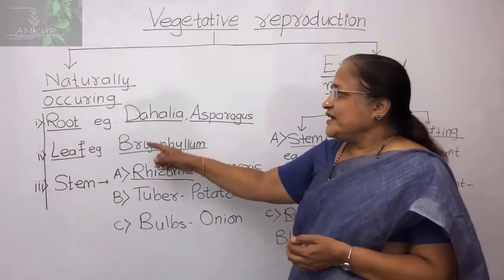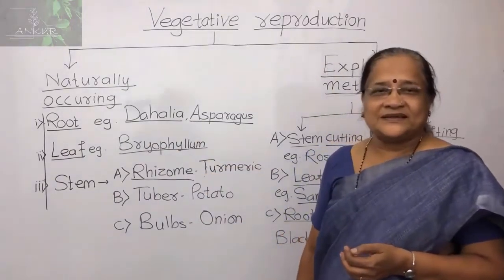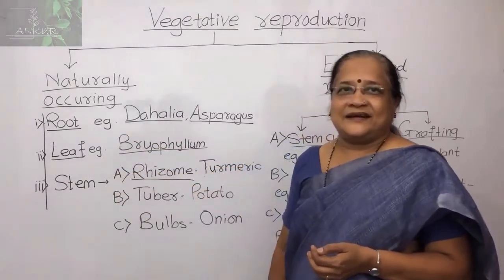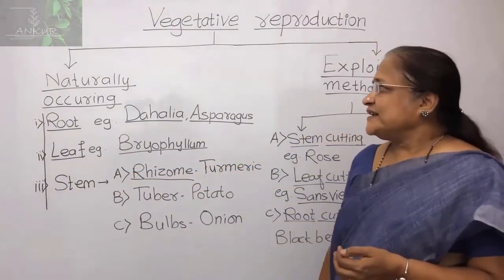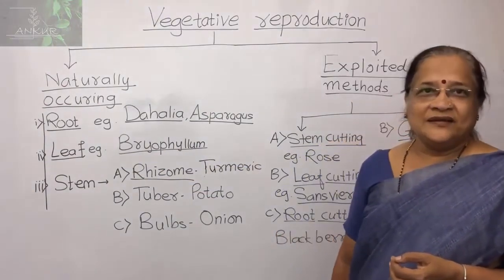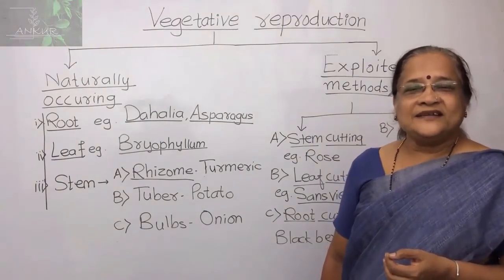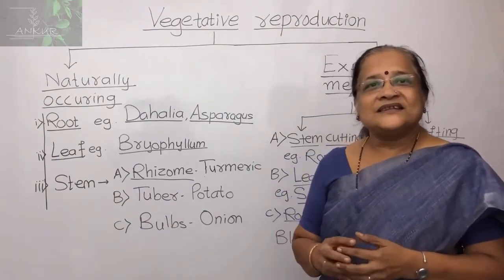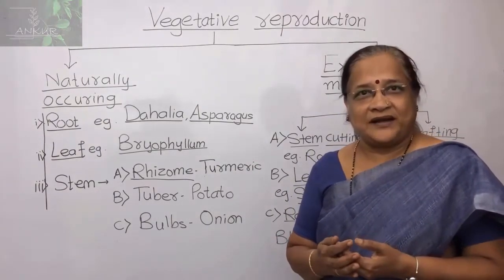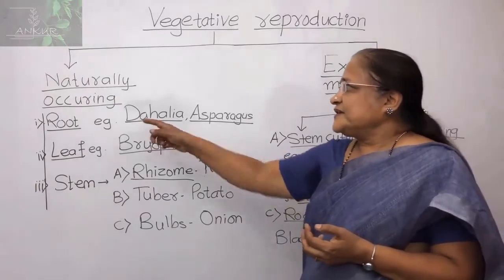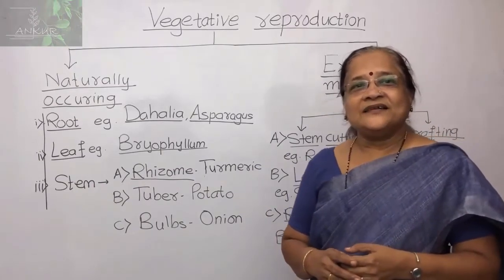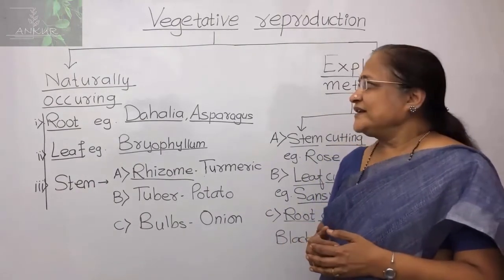In that, we get various parts of the plants, like root, leaf, stem, etc. We are going to see some examples of these parts of the plants which are used for propagation. The plants we get after this propagation are identical to the parent plant. So the first part is the root. From roots we get the new plant.